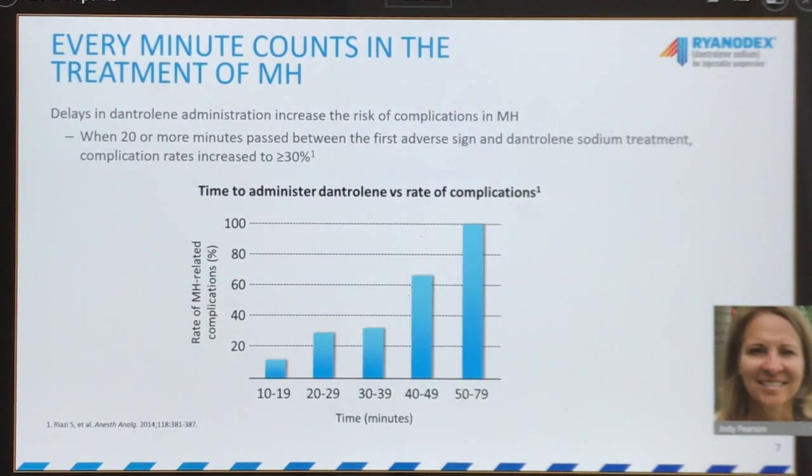So one thing I can't stress enough is the importance of recognizing MH and treating it as quickly as possible. Any delays in the patient receiving the antidote will increase the risk of complications. So this slide right here takes a look at time to administer dantrolene versus rate of complications. Down here on the bottom is the time in minutes. And as you go up on the left-hand side of the graph, it's your rate of MH-related complications.